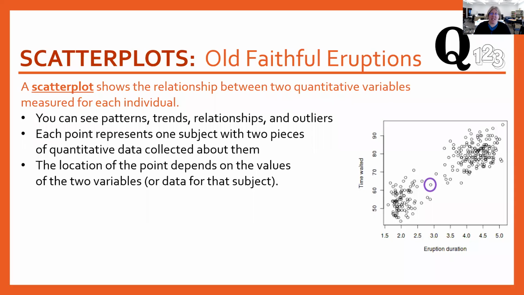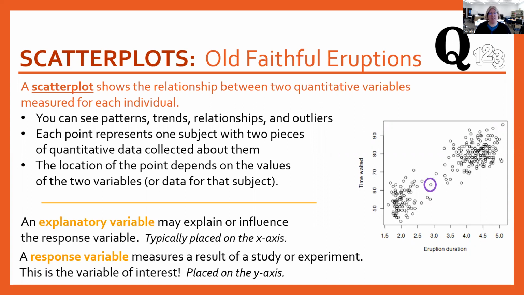Now that we've defined a scatter plot as showing the relationship between two quantitative variables, let's actually define those variables in terms of how they fit into the graph and how we think that relationship works. So we're going to call these two the explanatory and the response variable. You might have heard them called the independent and dependent variable before. That would be kind of equivalent terms.